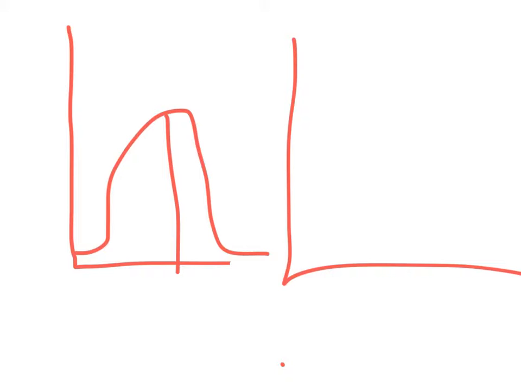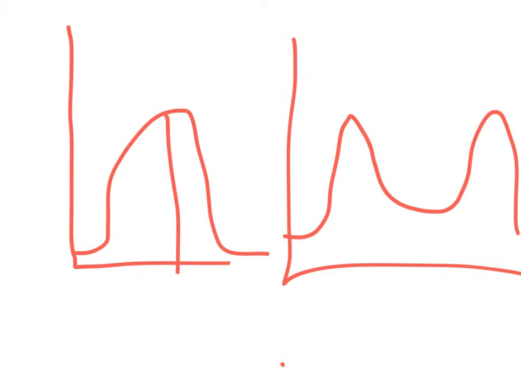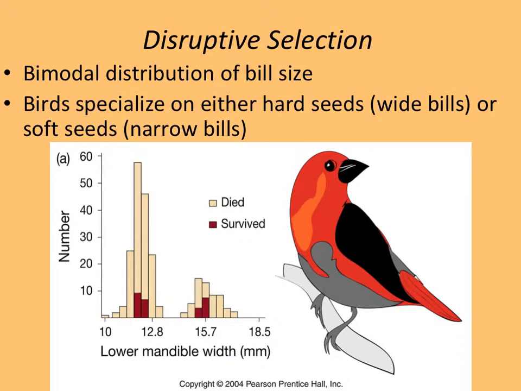So now we actually have two different means or averages, a small size and a large size. Individuals that are in the middle don't do so well. This is disruptive selection.